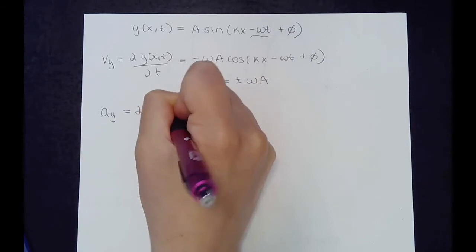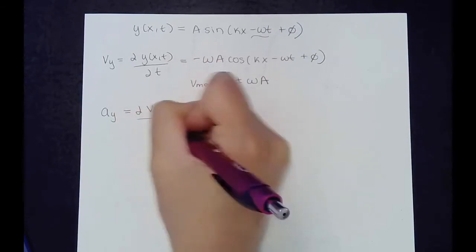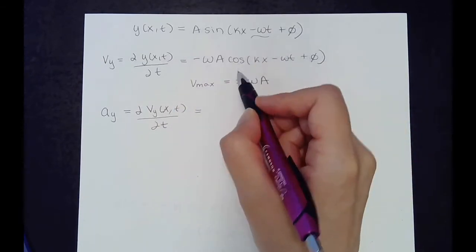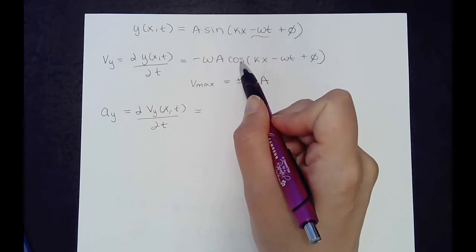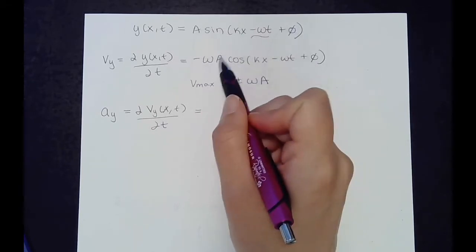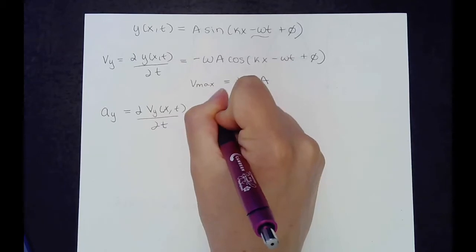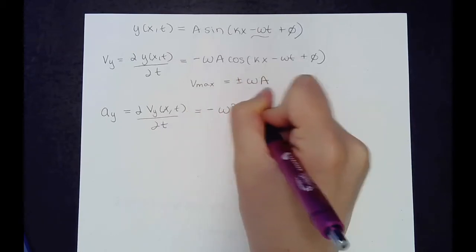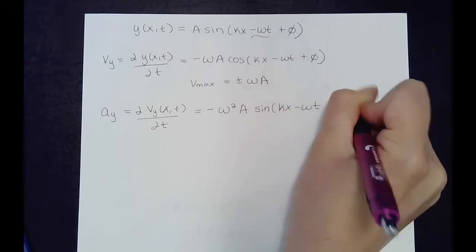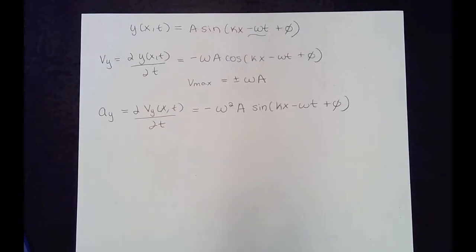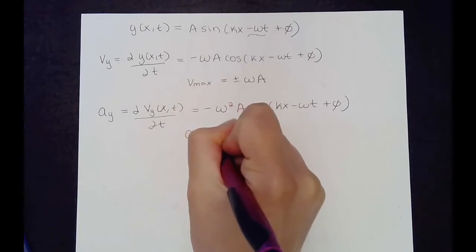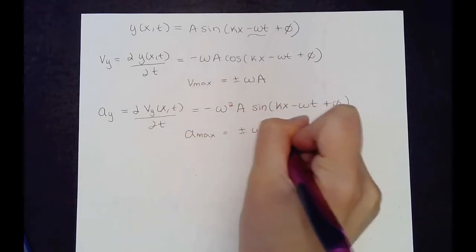Okay, then the acceleration of particles in the medium will be the derivative of the velocity with respect to time, or the second derivative of the position. So taking the derivative of this here, I'm going to watch carefully the negative sign. The derivative of cos is negative sine, so we do get another negative, but then there's another negative coming when we multiply this out, so we are left with a negative overall. Negative omega squared a sine kx minus omega t plus phi. Okay, so this gives the acceleration at any time t, but we can see that the maximum acceleration will be plus or minus omega squared a.